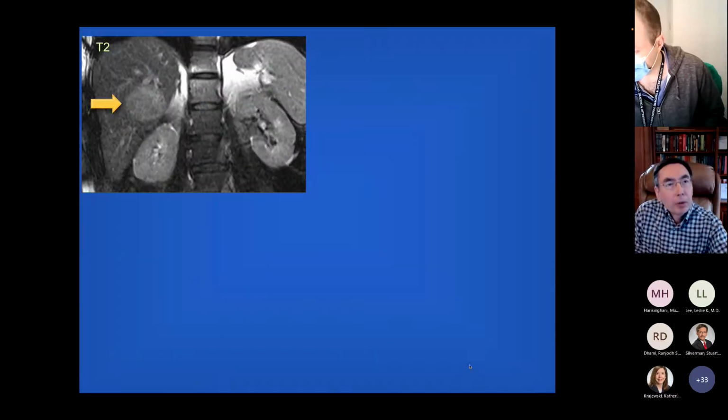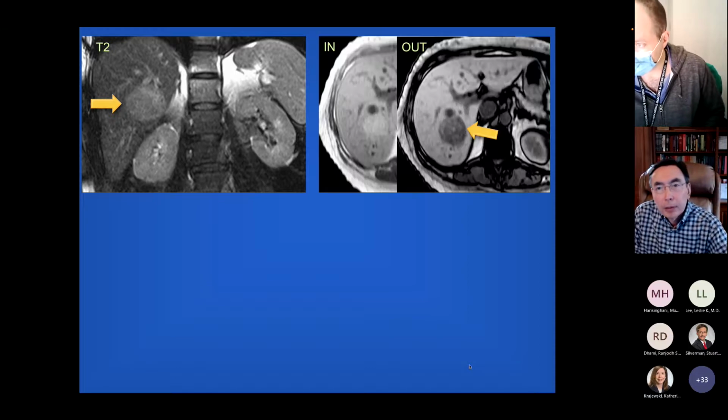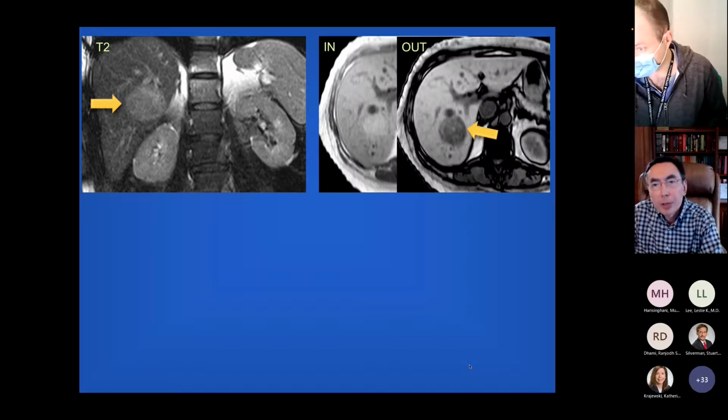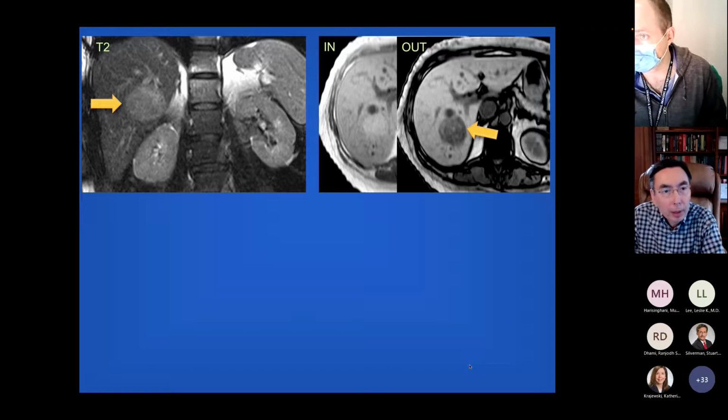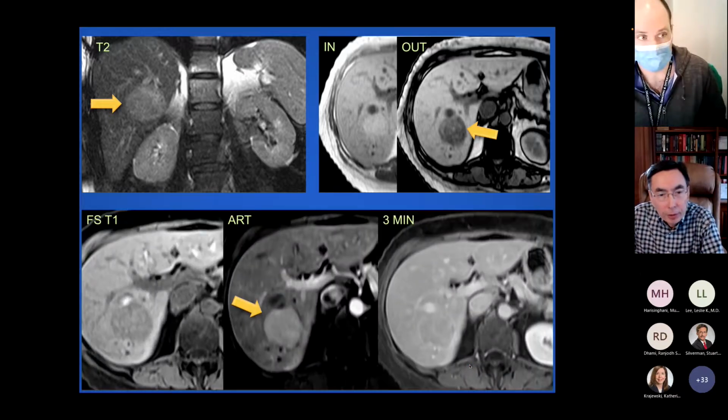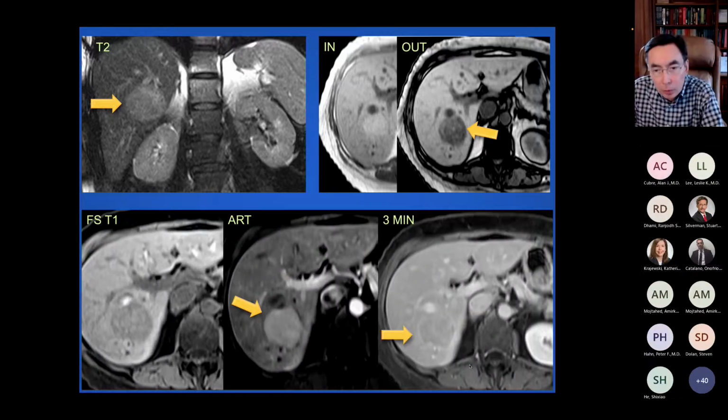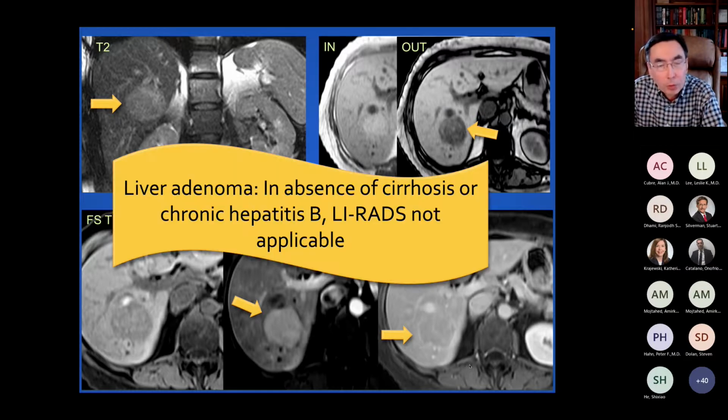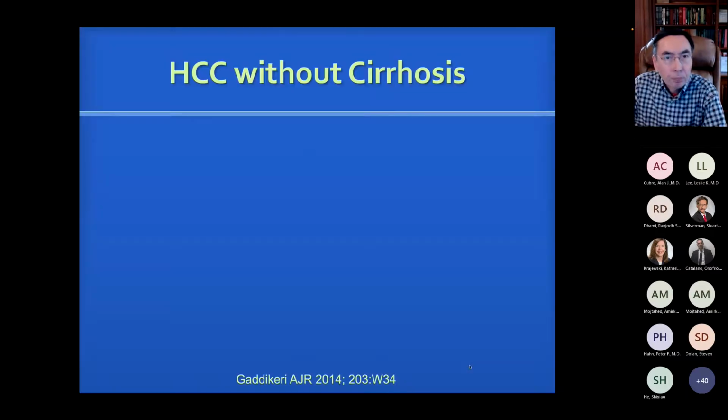Here's another case, a large T2 hyperintense mass, clearly drops on out-of-phase imaging, so it has lipid content. It has arterial phase hyperenhancement and a capsule. So if this were a cirrhotic or chronic hep B patient, this would be LI-RADS 5, but there is no cirrhosis. This was a young woman with a history of birth control pill use, and this was a benign liver adenoma. And so LI-RADS is not applicable.